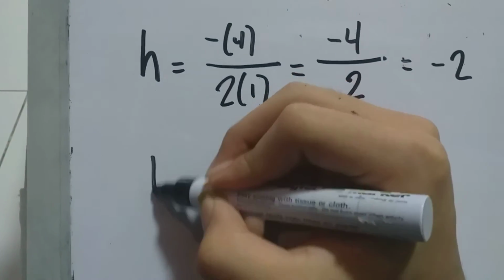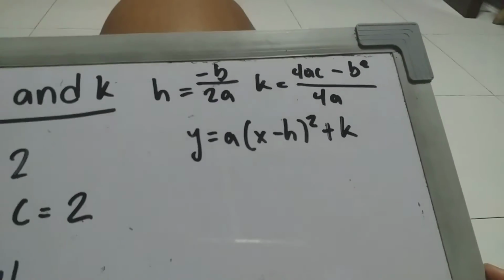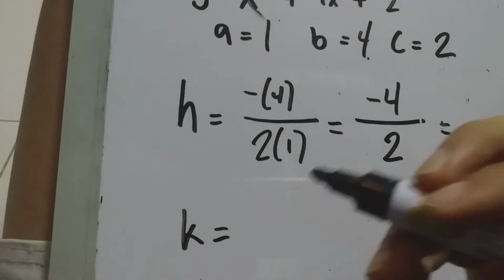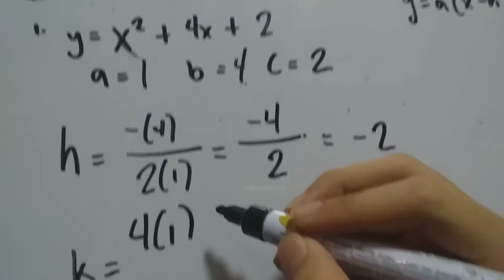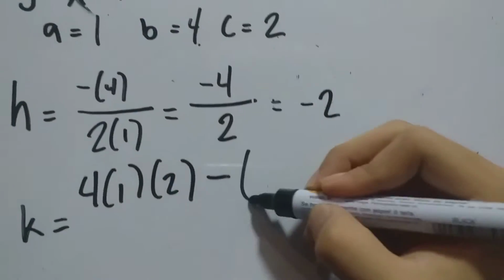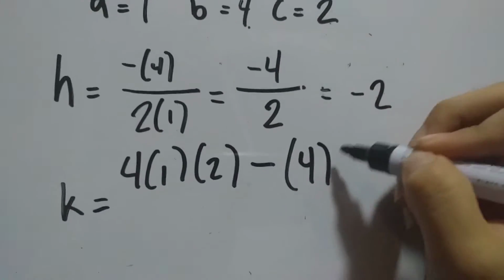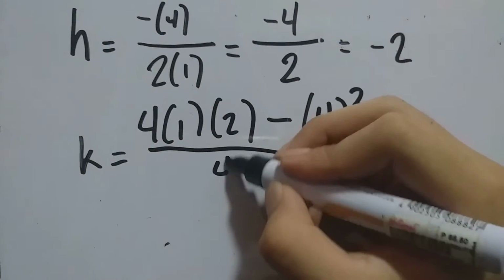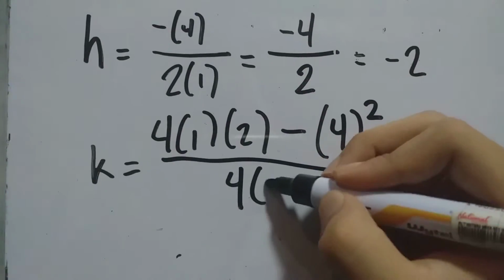Now, solving for the value of k. The formula for k is 4ac minus b squared over 4a. So it's 4 times the value of a, 1, times the value of c, 2, minus b squared. b here is 4. Then we square that b. Then all over 4a, which is 4 times the value of a, 1.